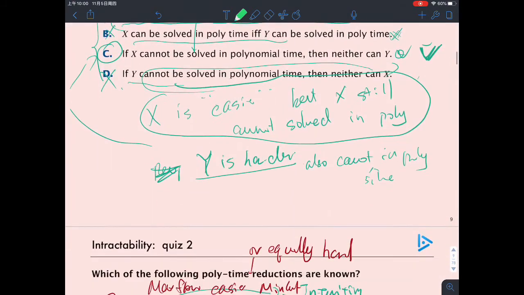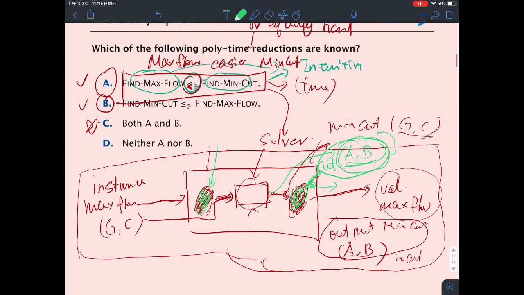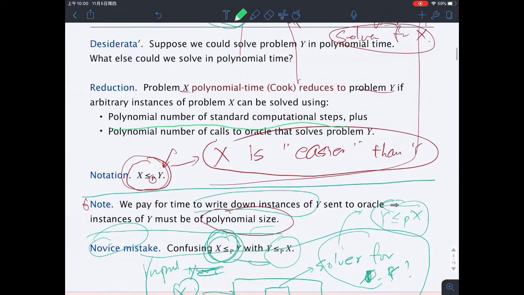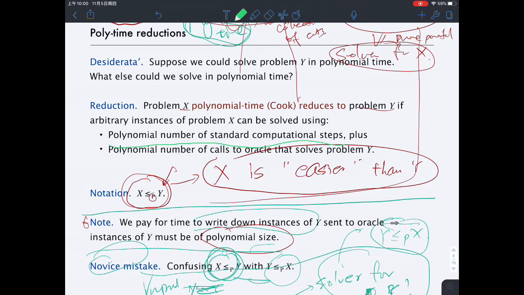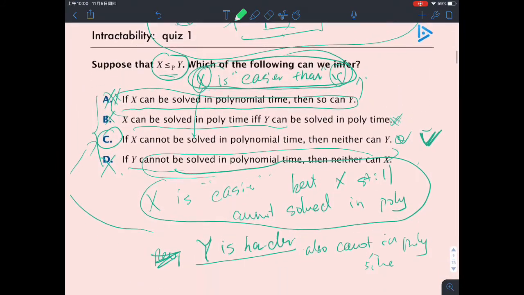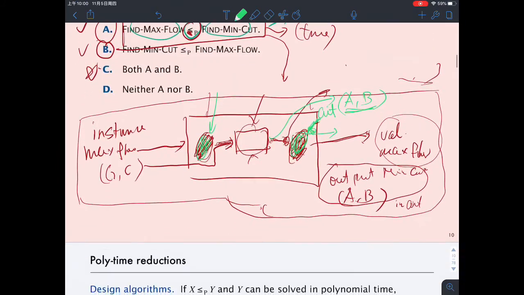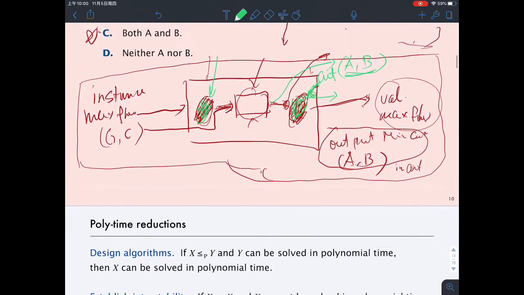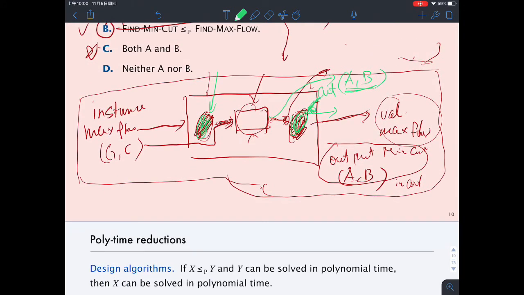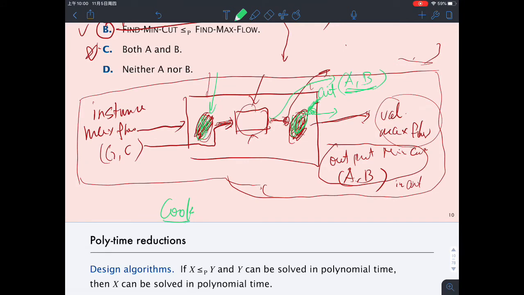This is basically how we interpret the statement over here. So let me make a last remark on the different types of reduction. Here we are looking at the polynomial time reduction, which we call the Cook reduction. Cook is a computer scientist who came up with the notion of NP-hard problems, and his original paper introduced this notion of reduction. There's also another type of reduction called the Karp reduction.